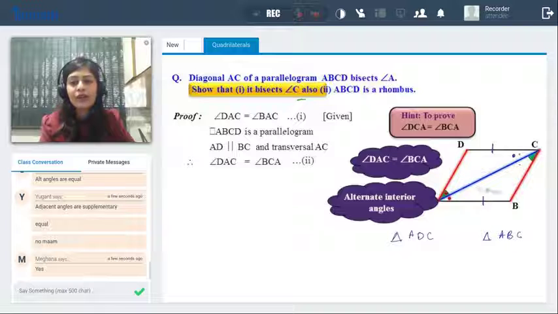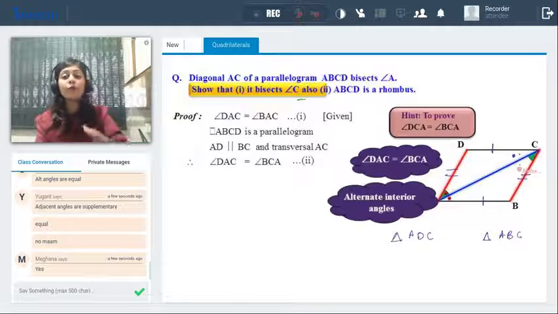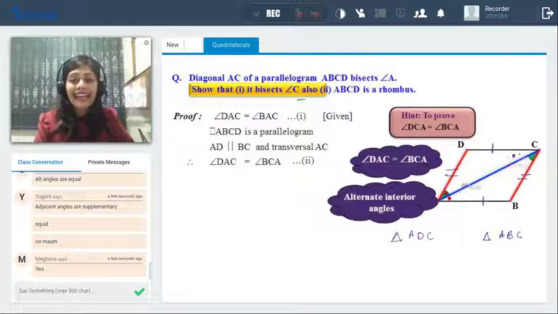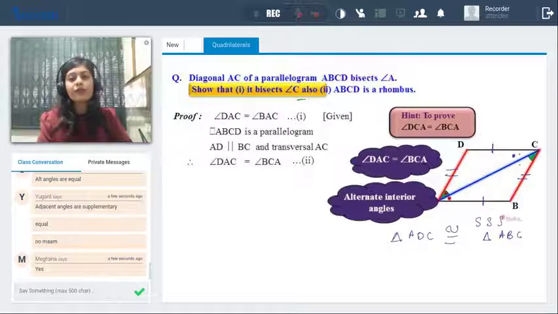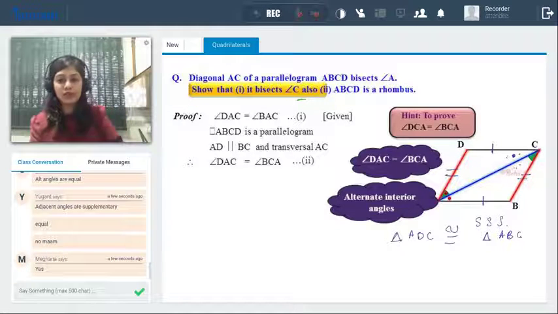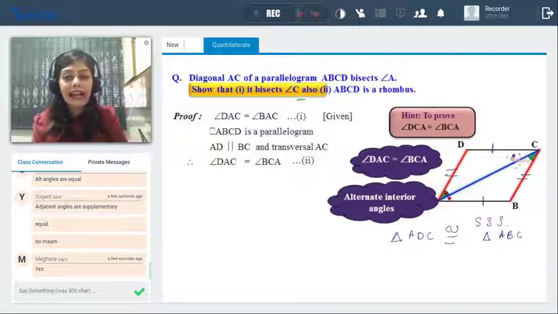Can I say DC congruent to AB? Yes, opposite sides of a parallelogram. Also, AD congruent to BC, again opposite sides of a parallelogram, and AC congruent to AC, the common side. So by the SSS test, the two triangles are congruent, and we can also get these two angles congruent by CPCT, corresponding parts of congruent triangles. Yes, students, so we could use that as well.